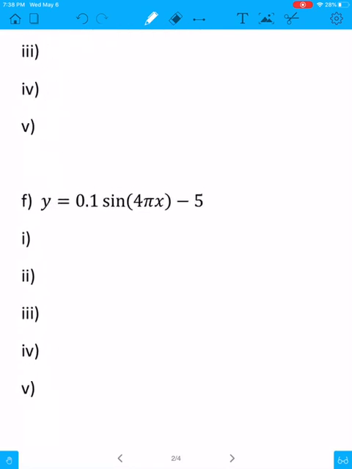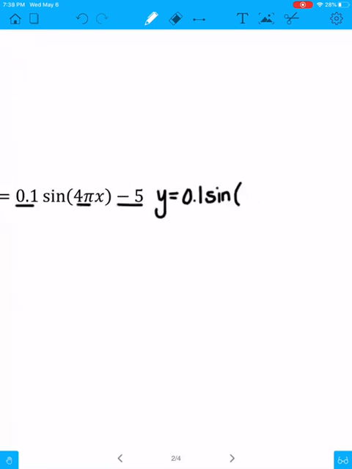I have an A. I have a B because it's 4 pi, between the sine and the x. I don't have a C because I don't have anything after the x before the bracket. And I have a D. So I'm going to have y equals 0.1 sine 4 pi x plus 0 minus 5.